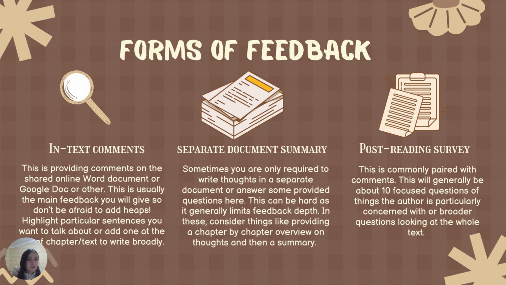So providing in-text comments is usually the main feedback that you'll give, so go crazy with it, add as much as you like. There are a few ways that you can do these comments. This includes highlighting particular sentences, and when I say highlighting, I don't mean changing the color of it, but selecting it through highlighting, and then you'll have the option to add in a comment. So you can do this for particular sentences or paragraphs to talk about particular things in those, or you can just add one broadly at the end of the chapter or the text to write broadly about what happened in it.